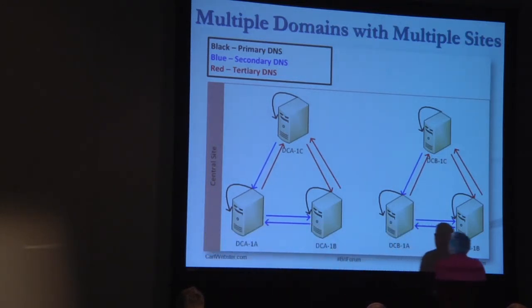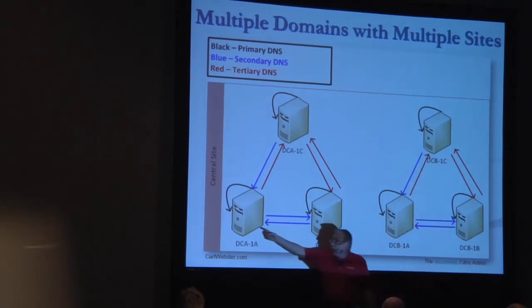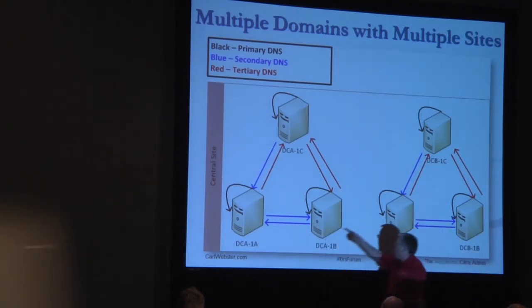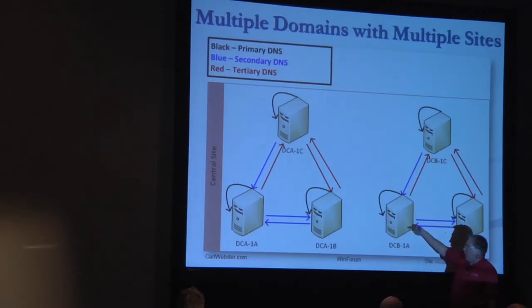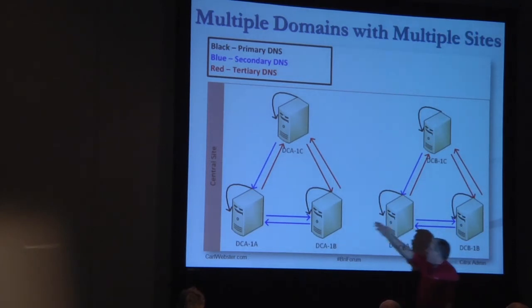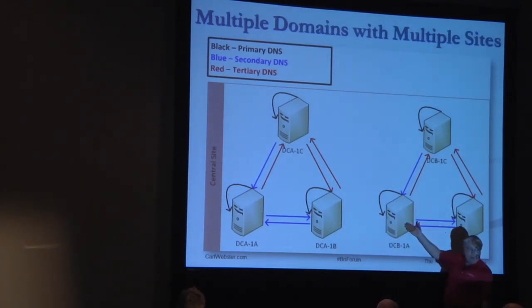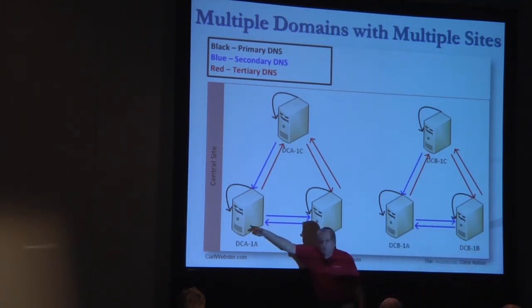Over in domain B, I'm going to assume that DCB1A is the PDC emulator for domain B. It should not be configured as a time server. The only one configured for time is here. The PDC emulator in domain B, other than these domain controllers over here, this is the only domain controller in domain B that will ever reach out to the PDC emulator in domain A to get time.